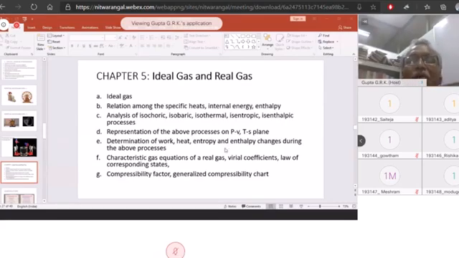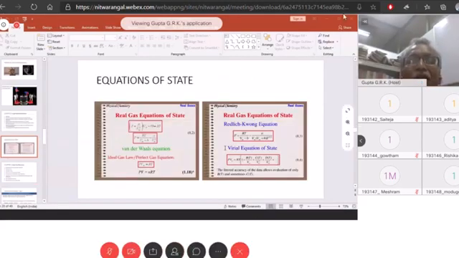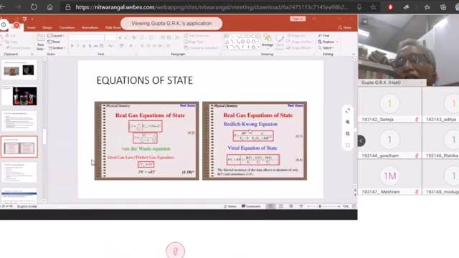So just some of the equations I can show you here, real gas equations of state. One is the popular one, which is the Van der Waals equation, and there are some other real gas equations of state, like the Redlich-Kwong equation, the virial equation of state. So we'll see what their importance is, and how we can use them when we do the calculation of properties or solve problems.